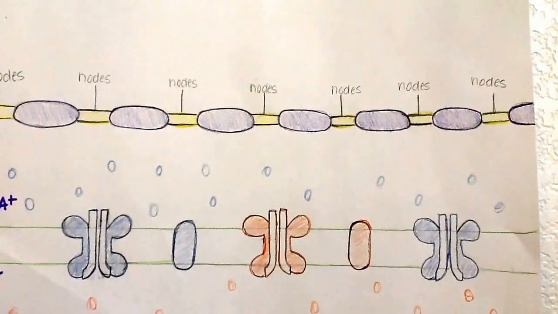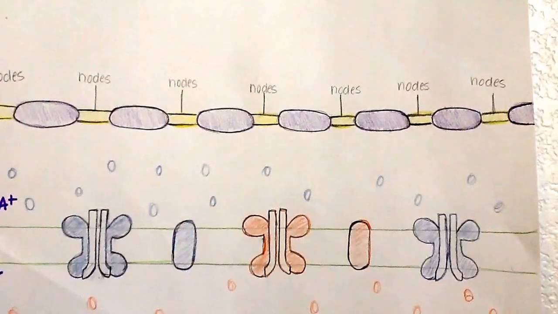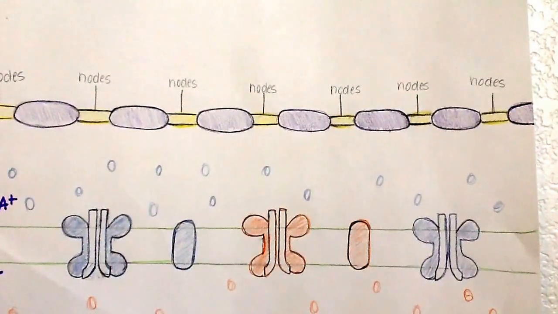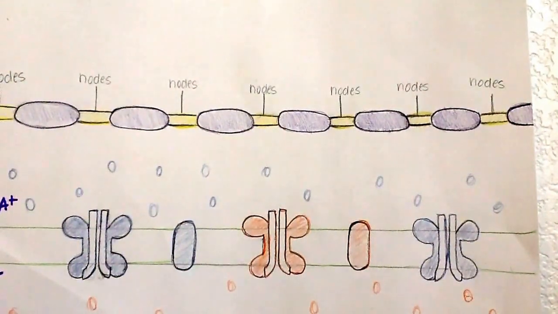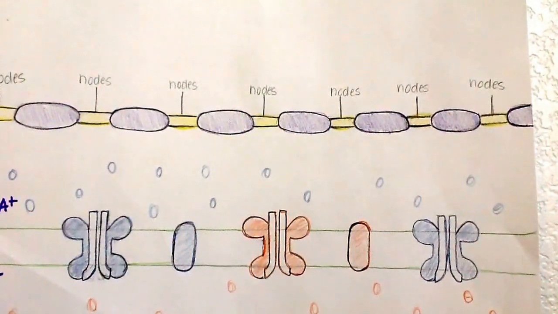Lastly, action potential generation only happens at the nodes of Ranvier. This continues to happen all along the axon and only at the nodes. This propagation is known as saltatory. So, this right here was my video on propagation of an action potential down an axon of a neuron.